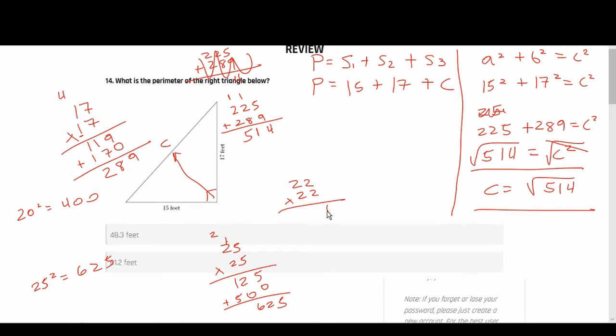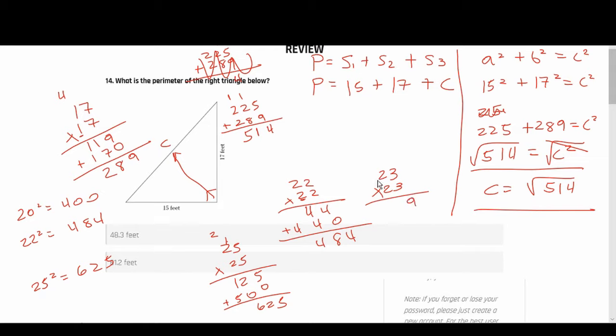2 times 2 is 4. 2 times 2 is 4. Add a 0 since we're starting this number. 2 times 2 is 4. 2 times 2 is 4. 4 plus 0 is 4. 4 plus 4 is 8. 4 plus nothing is 4. So 22 squared is 484. And let's find 23 squared, because we know 514 is bigger than 484.